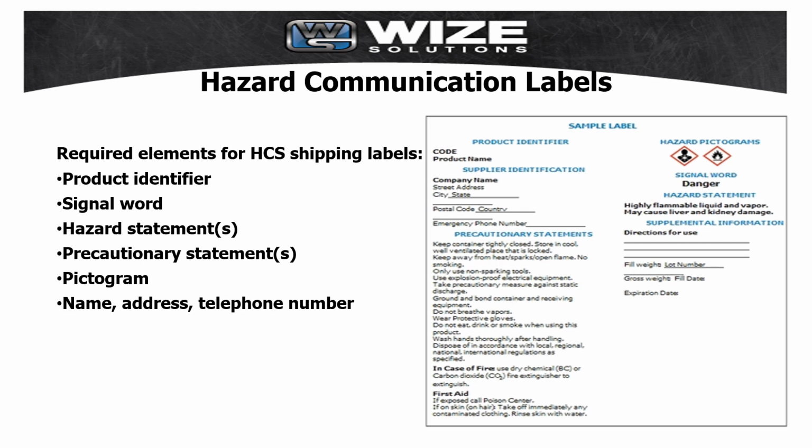Other information may also appear on the label: product identifier, signal word, hazard statement, precautionary statement, pictogram, and the name, address, and telephone number of the responsible party, manufacturer, importer, or distributor.